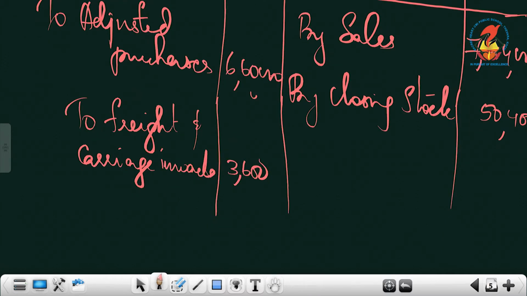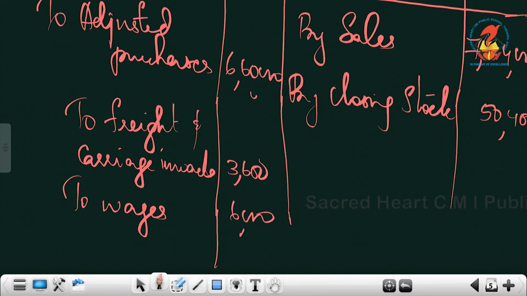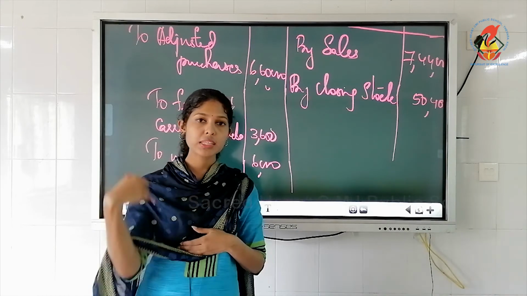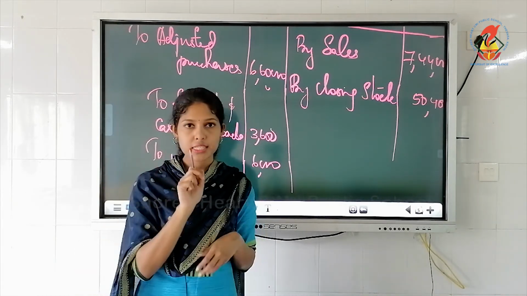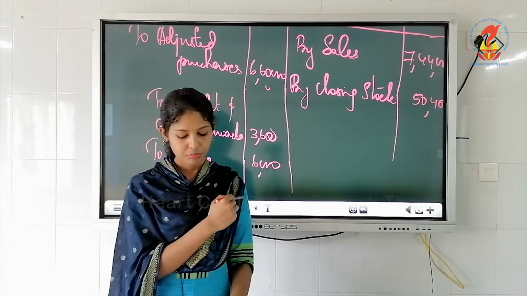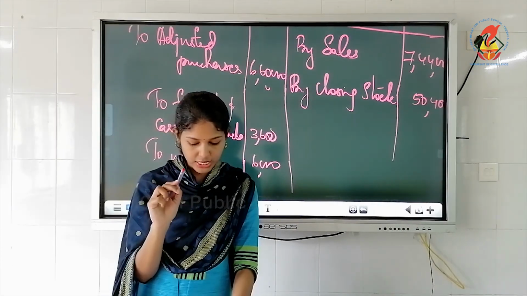Then wages, it's a direct expense, so wages also we have to write. The amount is 6,000. The last one, freight and carriage outwards. Outwards means related to sales. It is indirect, don't take it here. So exclude that item.